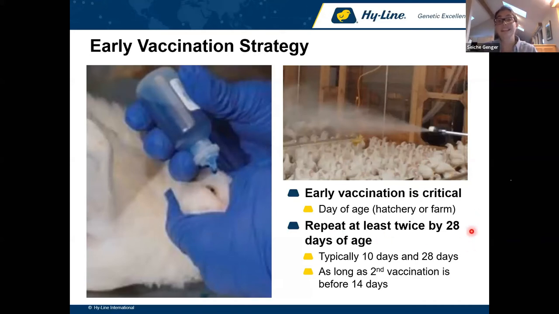You want to repeat this at least twice by the time they're 28 days of age. This is really, really important. You need to show them bronchitis again in these high challenge areas at least two times by the time they're 4 weeks old. That's typically done at 10 days of age and 28 days of age. The critical point there is the second vaccination needs to happen before 14 days. So at minimum, when we're talking about dealing with bronchitis, we need a day of age vaccination at the hatchery or at the farm, and we need to see our second vaccination before 2 weeks of age. We need to see our third vaccination before 28 days of age.